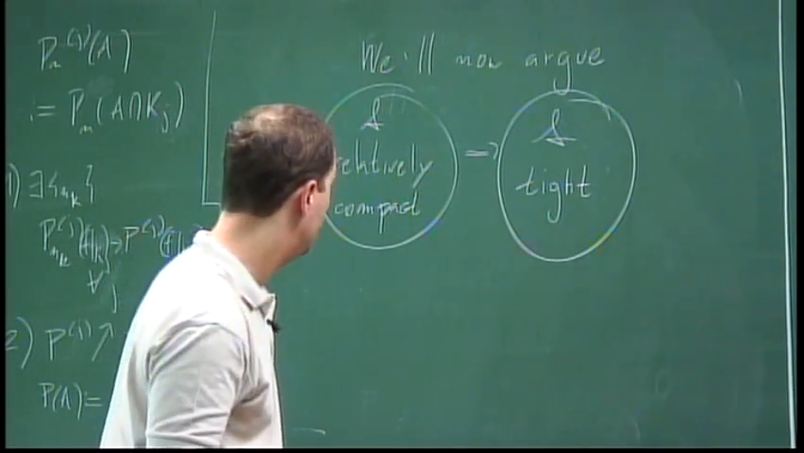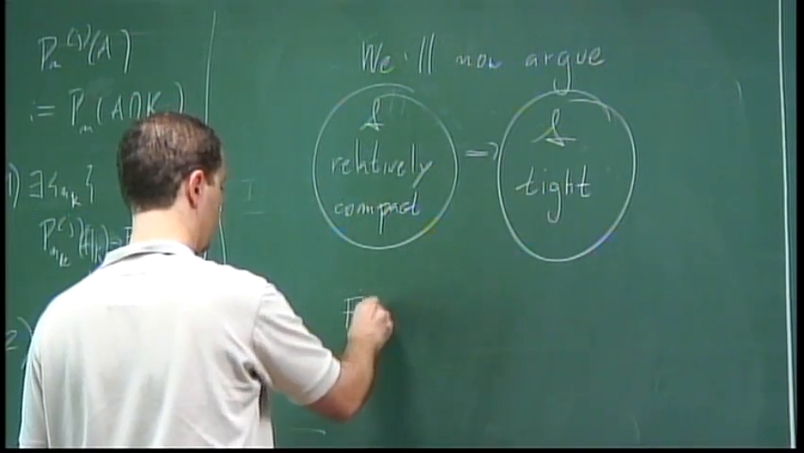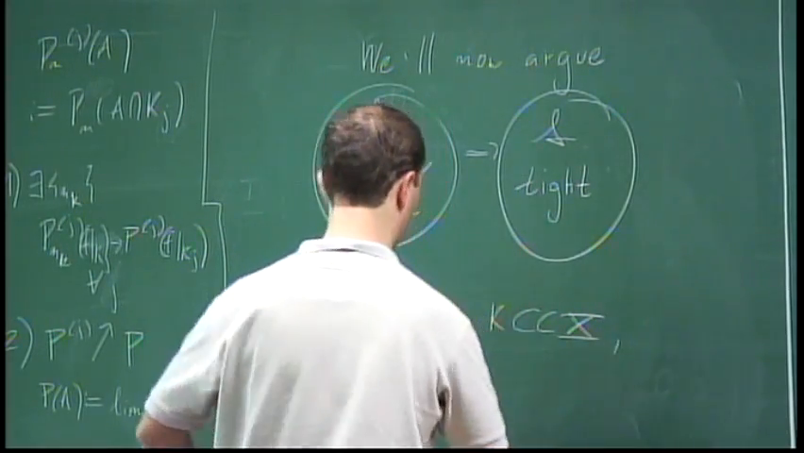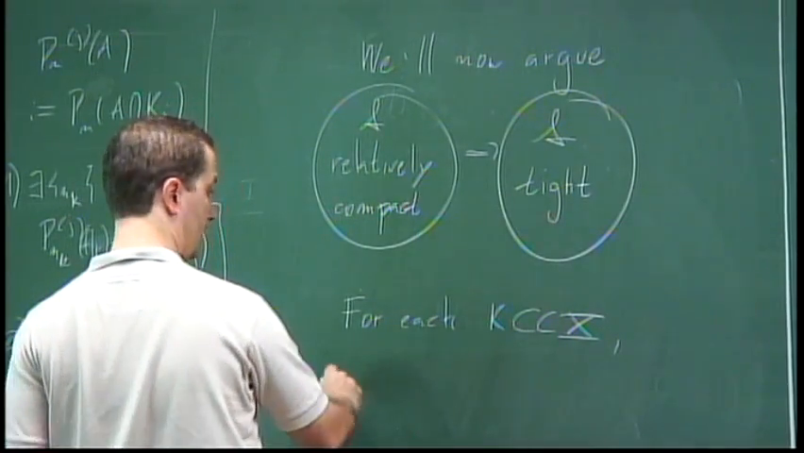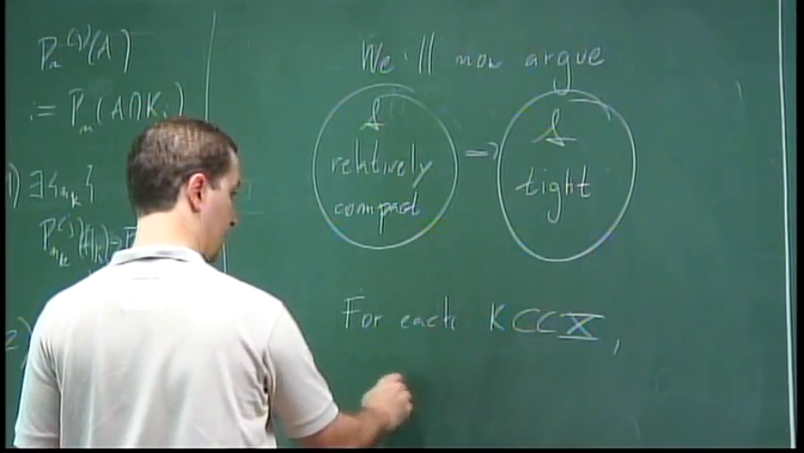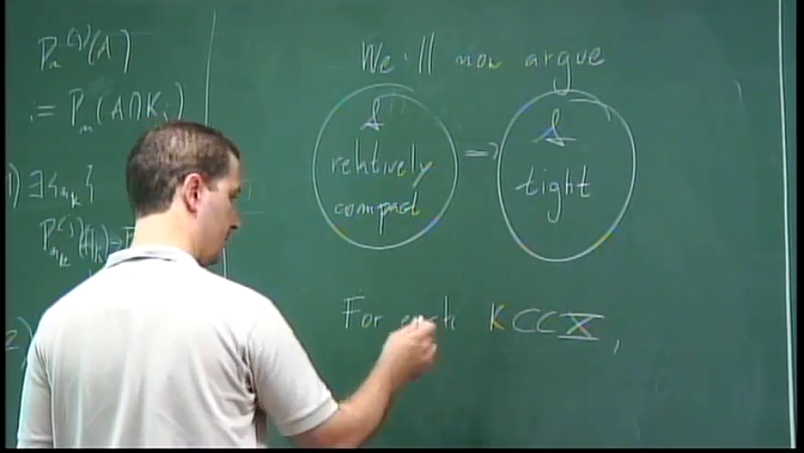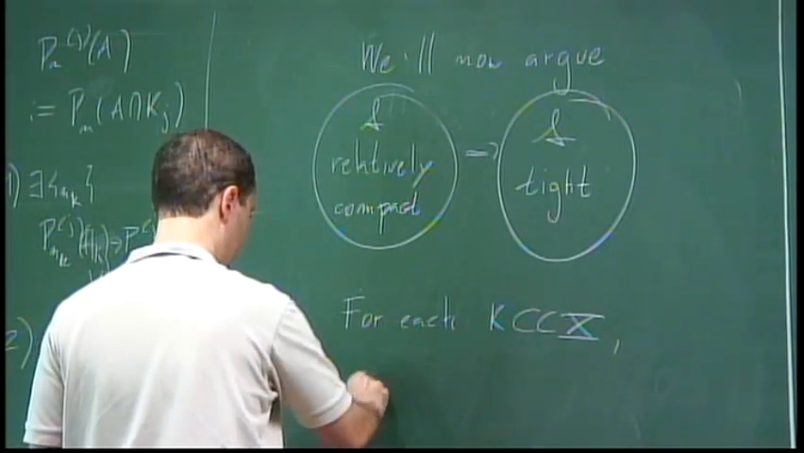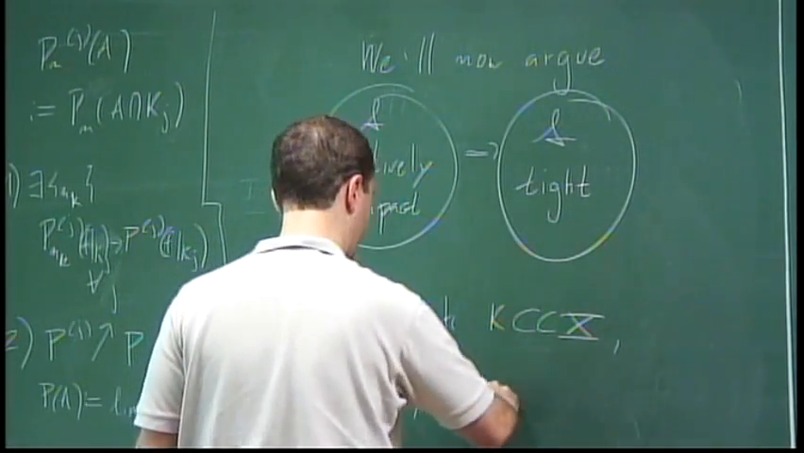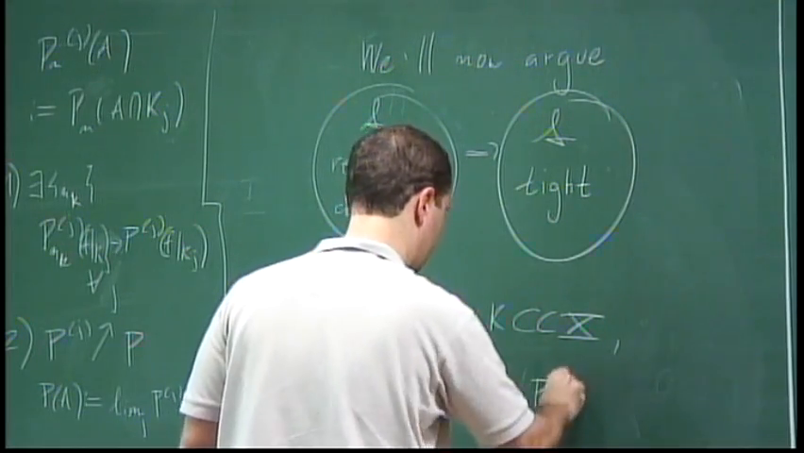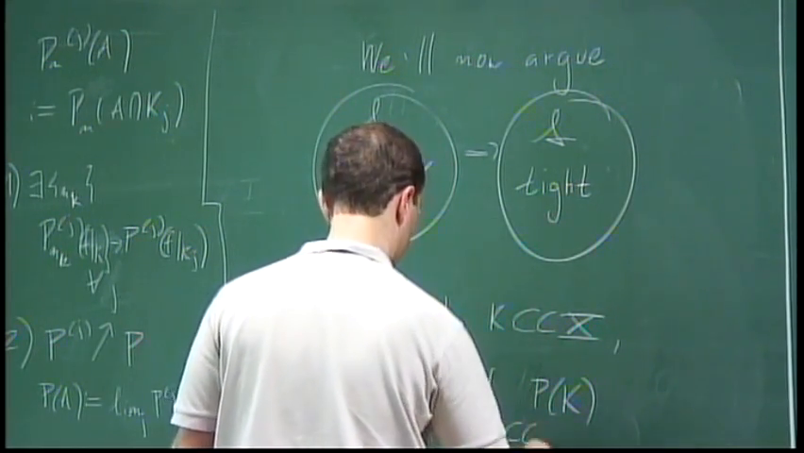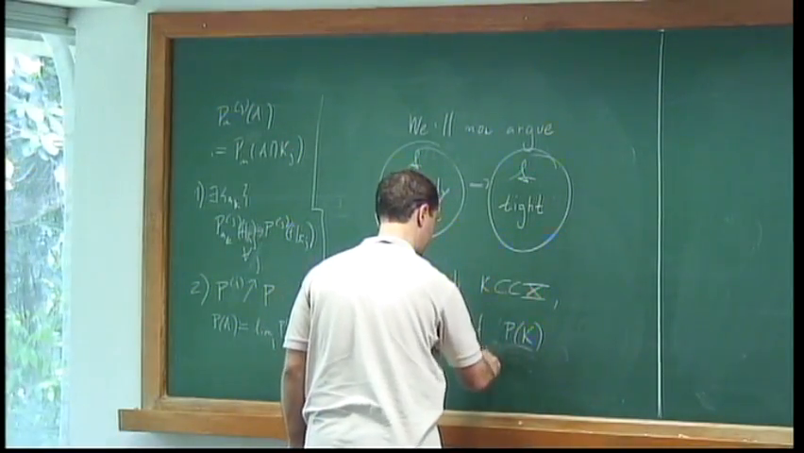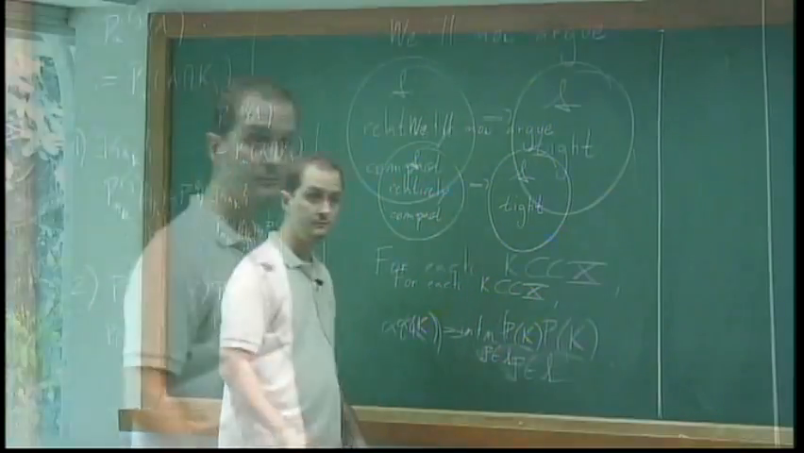Right. So let's define for each k. Let's define that. Yeah, maybe I don't even need this construction. But anyway, let's say I'm going to define alpha of k as the infimum of p of k, for k contained in X compactly, for p belonging to S.